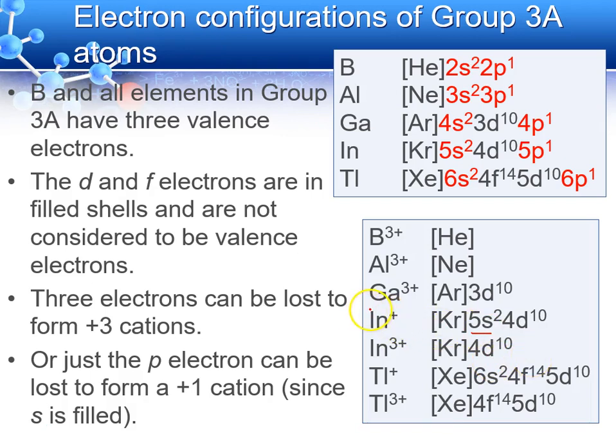So it's possible to have indium +1 and indium +3. And the same thing for thallium. The thallium can lose that 6p electron and keep its 2 6s electrons, or it could lose both the p and the s, and then it becomes thallium 3+. So now we can use electron configurations to explain why some elements have the capability of having more than one oxidation state.